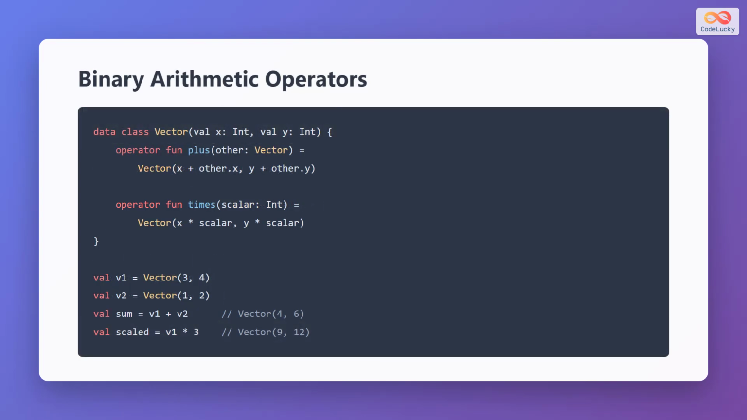Binary operators work with two operands. Here we have a vector class with x and y components. The plus operator takes another vector and adds the corresponding components together. The times operator multiplies the vector by a scalar value, scaling both x and y. When we add vector 1 with coordinates 3, 4, and vector 2 with coordinates 1, 2, we get a result of 4, 6. Multiplying vector 1 by 3 scales it to 9, 12.